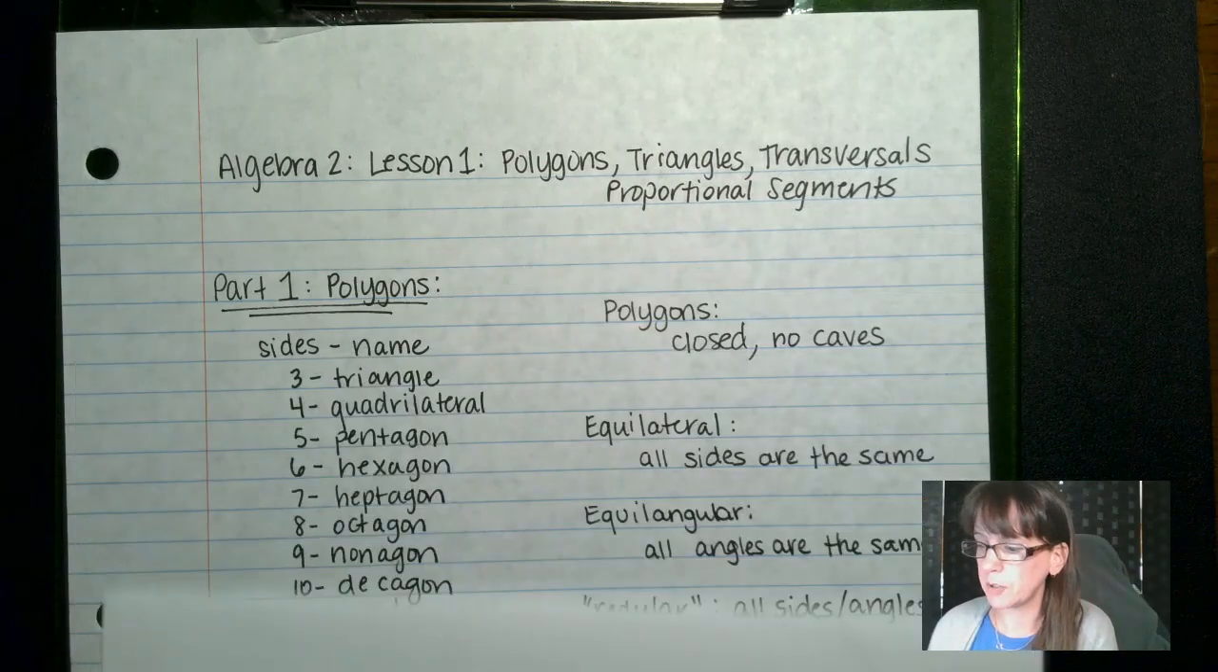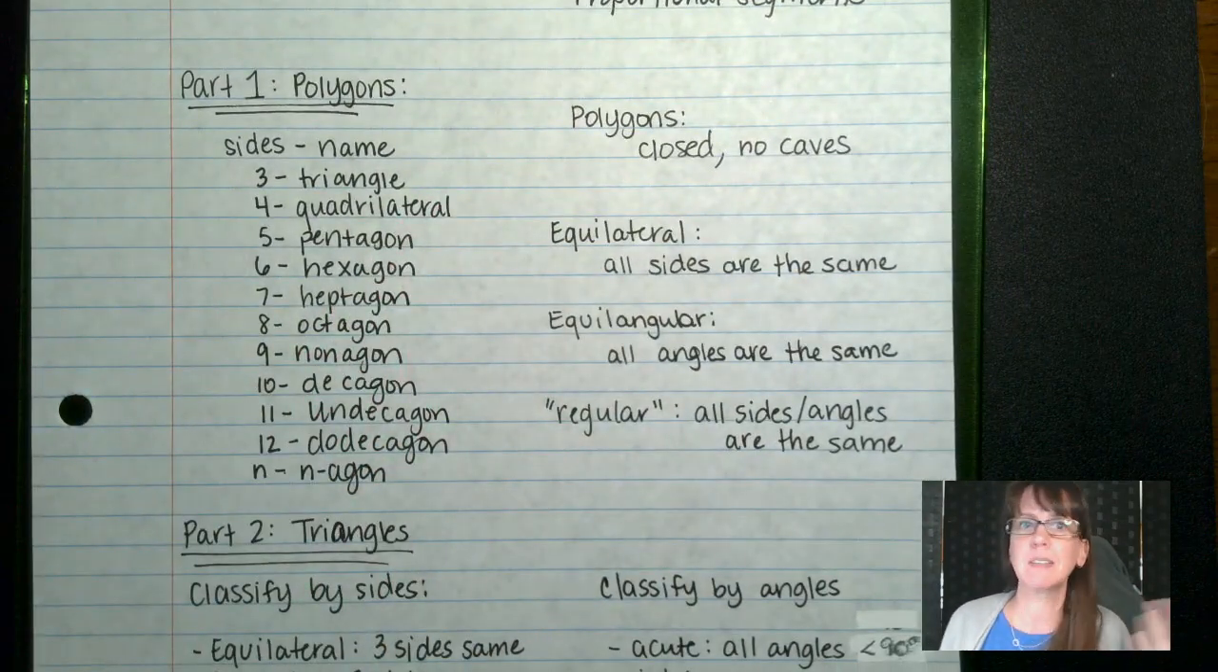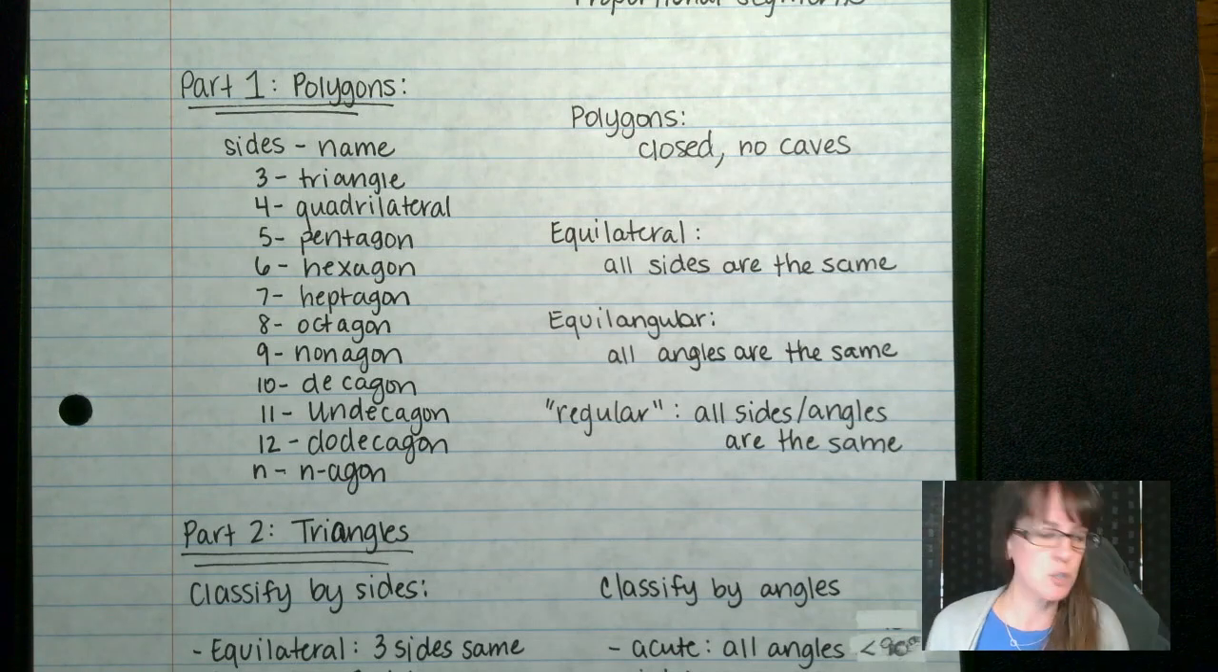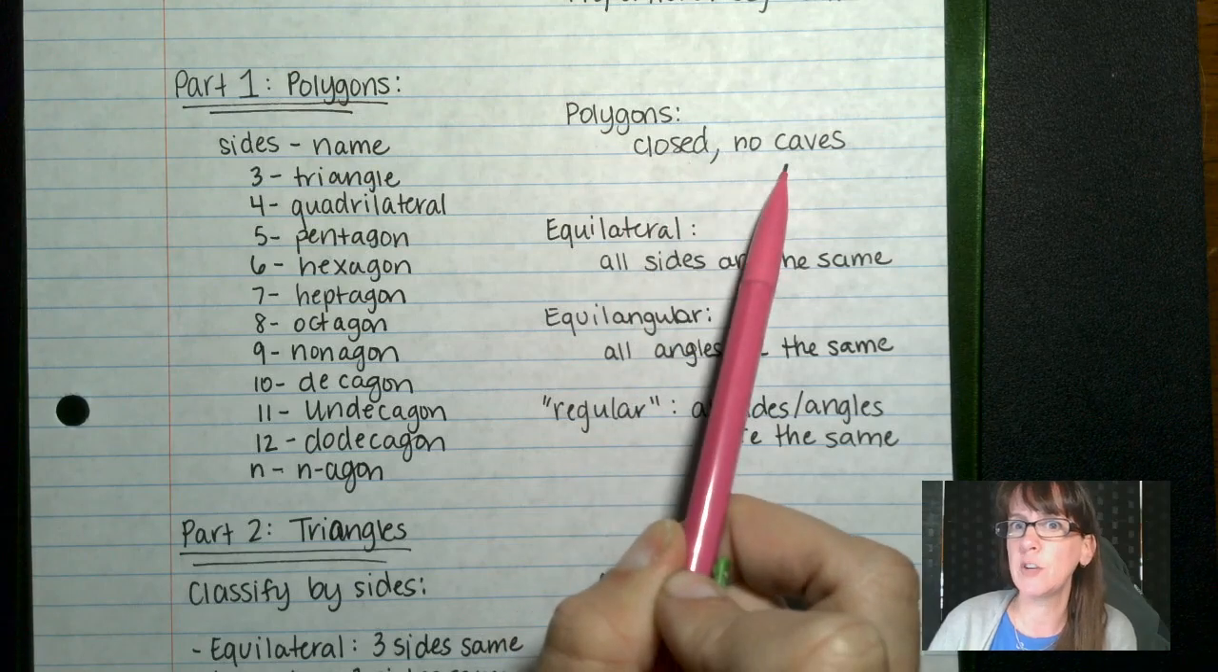All right, first things first. We are going to talk about part 1, Polygons. Here's all the names. If you got 3 sides, it's a triangle. You got 4 sides, it's a quadrilateral. 5 sides, pentagon, so on and so forth. I'm not going to read this to you. Polygons are closed and they have no caves in them.